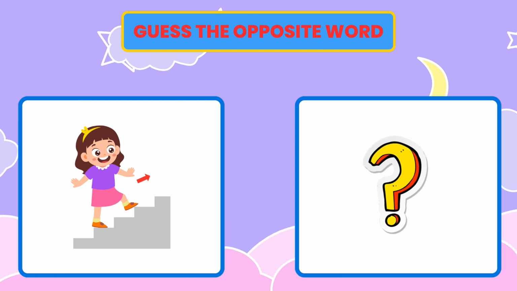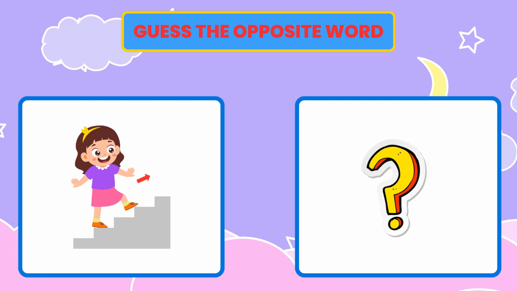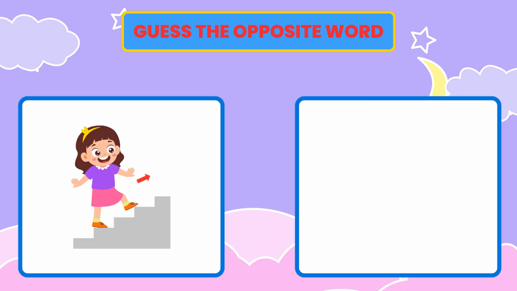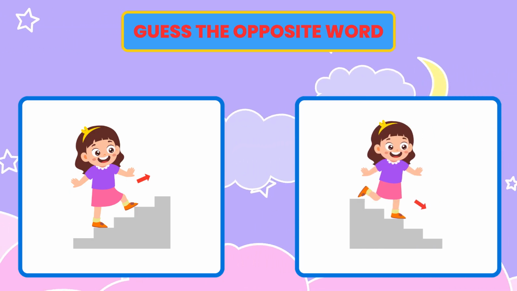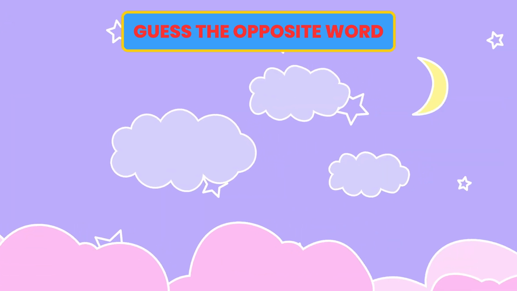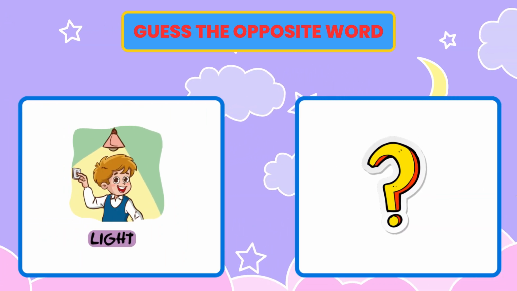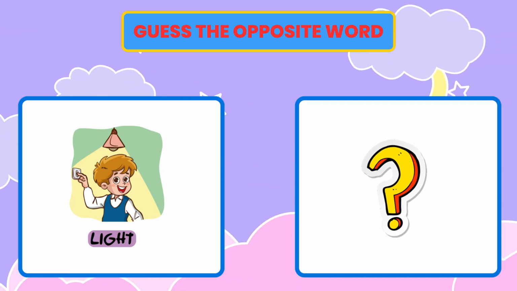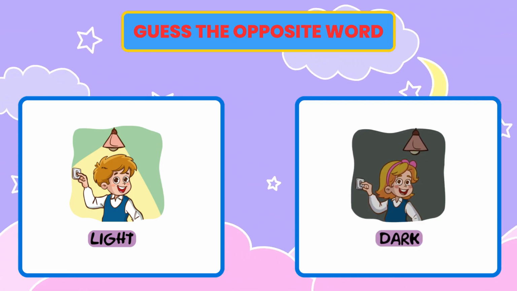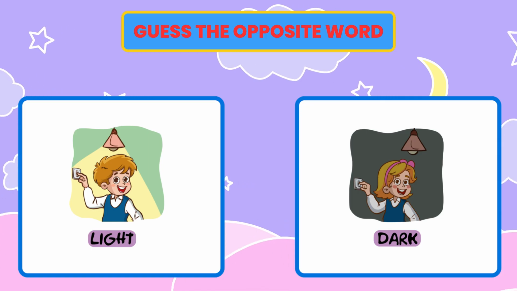Up. The opposite of up is down. Light. The opposite of light is dark.